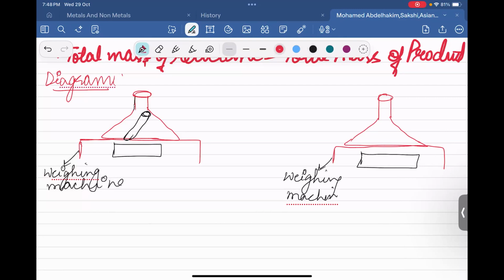This flask has a solution. A blue color solution it is having, which is a calcium chloride solution. Wait, sorry. This is a sodium sulfate solution, Na2SO4 solution. Na means sodium, sulfate is SO4.